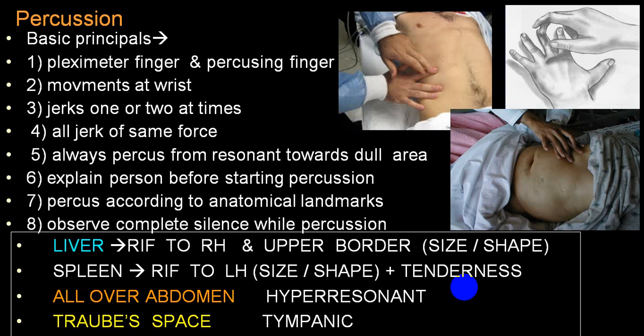There is another space which you will be identifying, that is called Traube's space. Over the Traube's space, you will get a tympanic note.